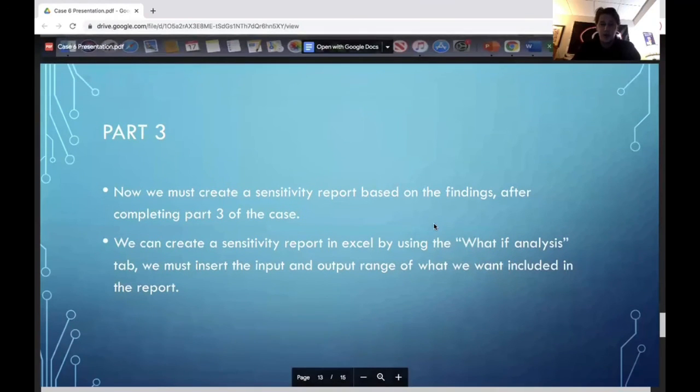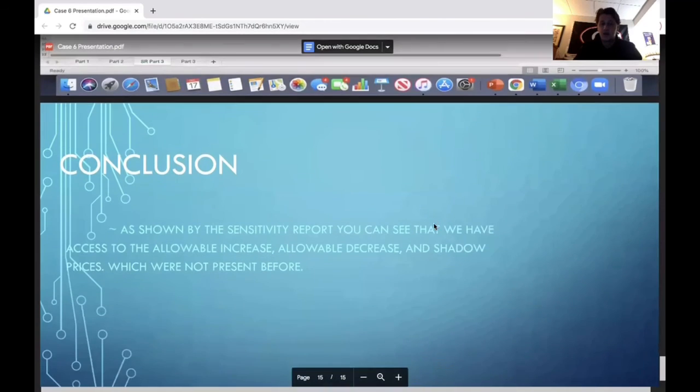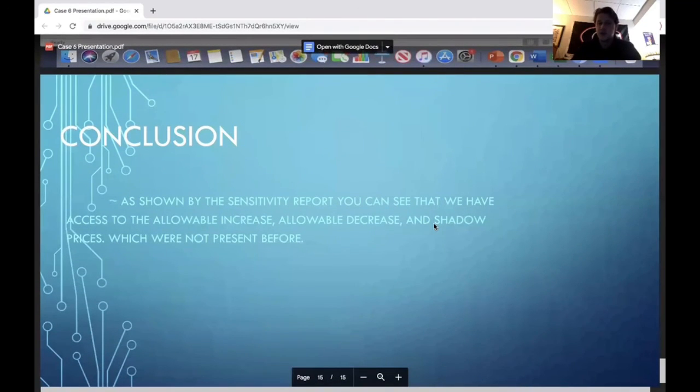After that, in part 3, we have to create a sensitivity report with those findings, and we can create the sensitivity report using the what if analysis tab. We must insert the input and output range of what we want to include in the report. This is what it's going to look like. We're going to find values like the final value, reduced cost, objective coefficient, allowable increase, and allowable decrease. And in conclusion, as shown by the sensitivity report, you can see that we have access to allowable increase, allowable decrease, and shadow prices, which were not present before.